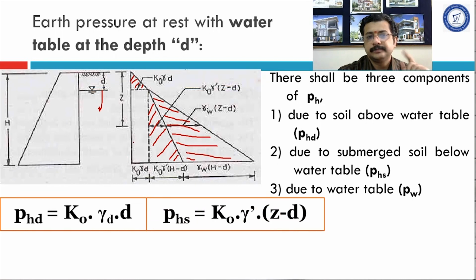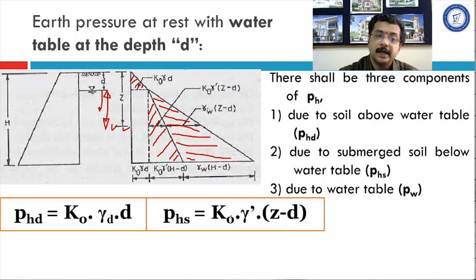The second component is pressure due to the submerged unit weight of the soil. It is K0 multiplied by gamma submerged into Z minus d. What is Z? Z is any point at which pressure is to be calculated. So this is that point. And what is small d? It is the depth up to which the soil is dry. So basically we are considering this much portion of the soil which is submerged. So this is any point at a depth Z at which we want to find out the pressure. In that situation, K0 multiplied by gamma submerged into Z minus d, this equation is applicable.